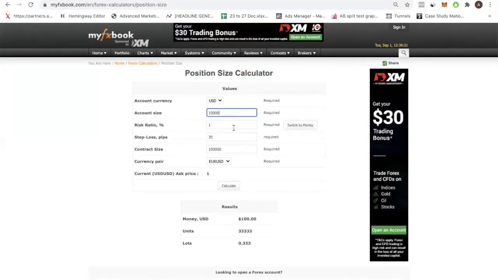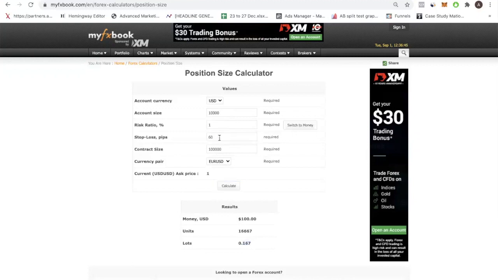So this position size calculator, let's assume that your account size is 10,000 and you're risking 1% per trade. So that's about $100 per trade. So if you're wrong, you're going to lose $100. And let's say you're trading euro dollar and your stop loss is 30 pips. So what happens when you do this is that if your stop loss is 30 pips, you can trade a position size of 0.333.